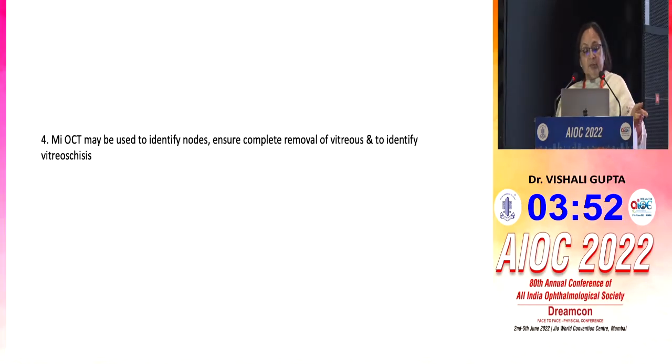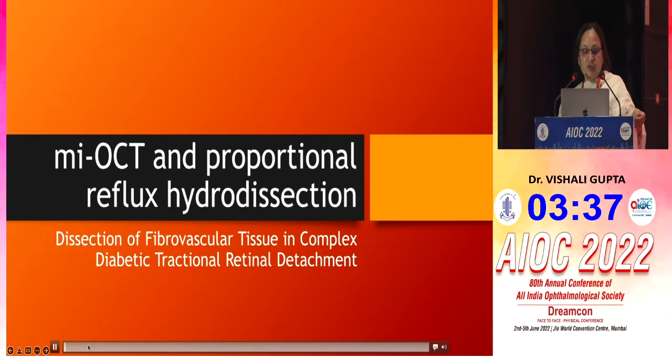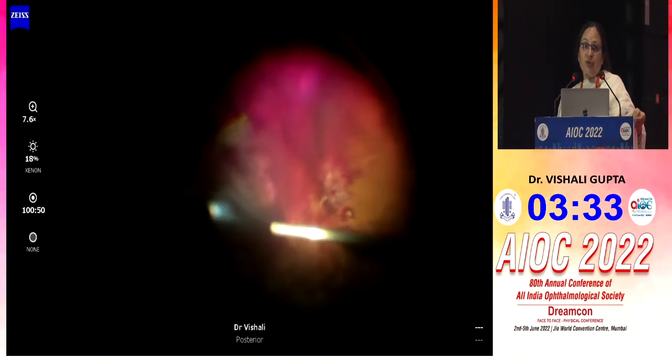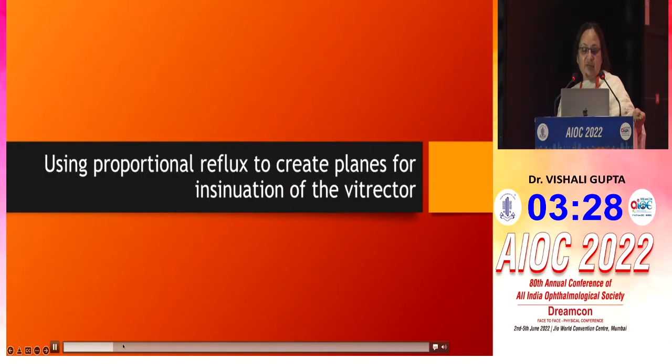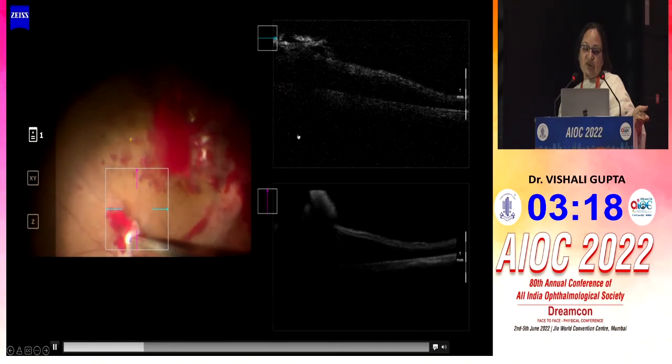And the fourth one is MIOCT. Dr. Atul again showed beautiful microscope integrated OCT. You can use it to identify nodes. You can use it to make sure that there is a complete removal of the vitreous, especially if you are not in a mood to put Kenacort for whatever reason. So you can see here that after the clearing of the vitreous, we are using proportional reflux, which is basically used to create planes. And this is MIOCT guided.